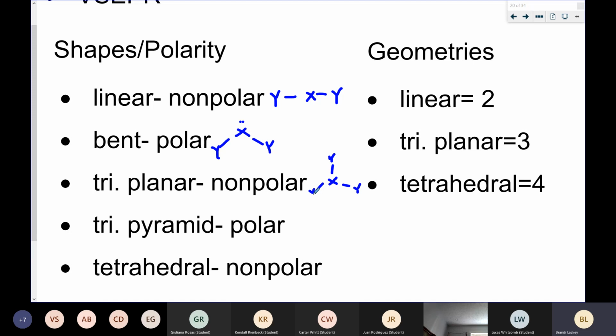And the center was planar, so there's no dots on the center atom. We then have the trigonal pyramid. Remember, tri means 3, so there are 3 atoms attached, but there is an electron pair on that center atom. And then tetrahedral, remember, tetra means 4. So this is where we had 4 atoms attached to the center atom.